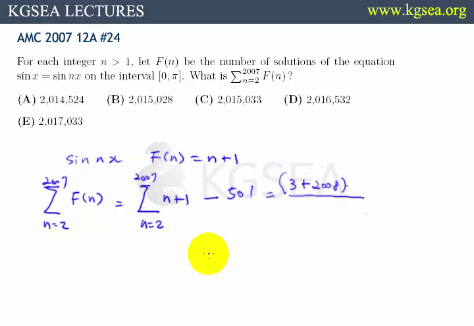If you're not sure, do this. 2, 3, 4. How many numbers are here? Obviously it's 3. How do you get that? 4 minus 2 gives you 2. It is one more than that. So 2007 minus 2 is 2005. It's one more than that. It's 2006. Divided by 2. This is nothing but the summation formula of an arithmetic sequence. You should know this. If not, look it up. Arithmetic series. That's what you look up. Minus 501 is what we get.